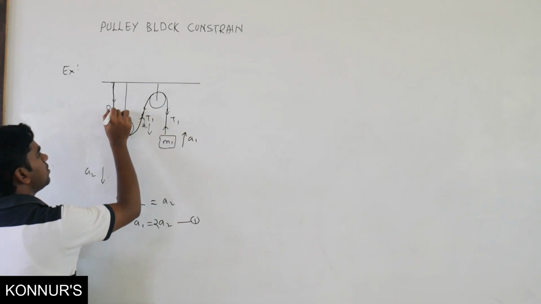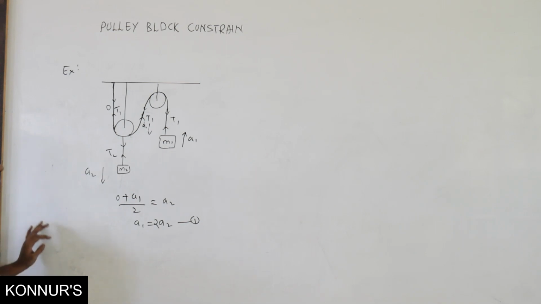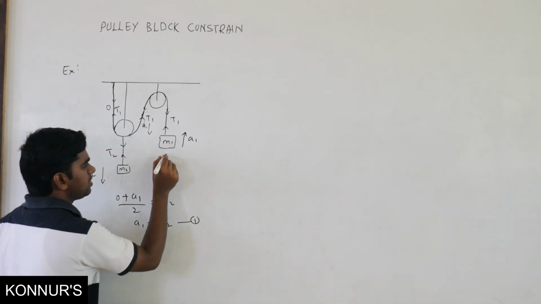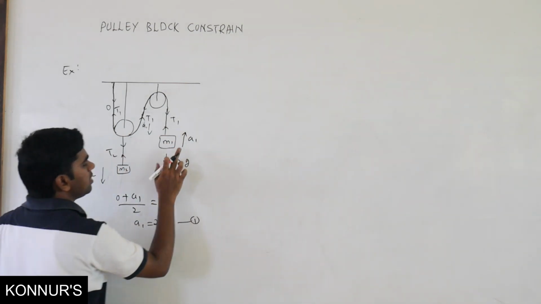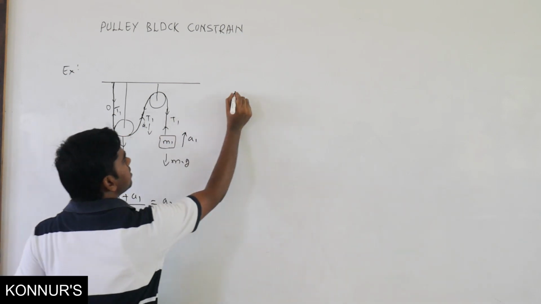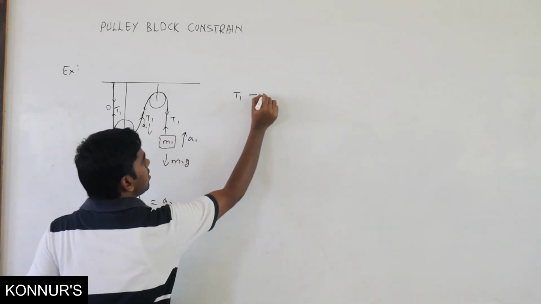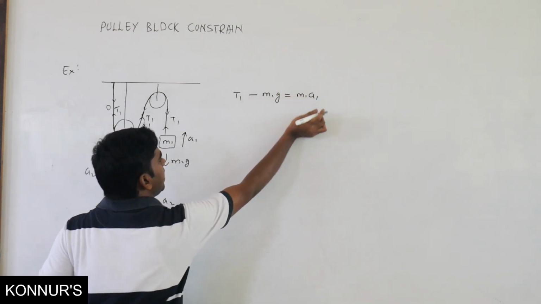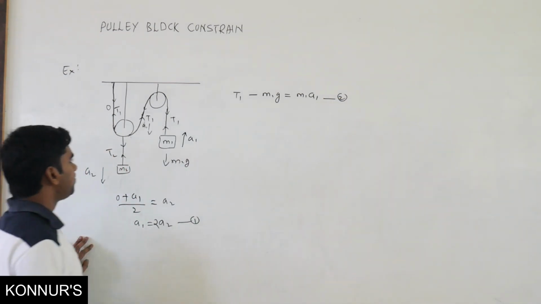T1, and here also it is what? T1. Here you can take it as T2. Now write the net force equation for this. Here it is M1G downward. It is moving upward, so take T1 first. So T1 is the upward force minus M1G equals M1 into acceleration. So you got one more equation, call it equation number 2.